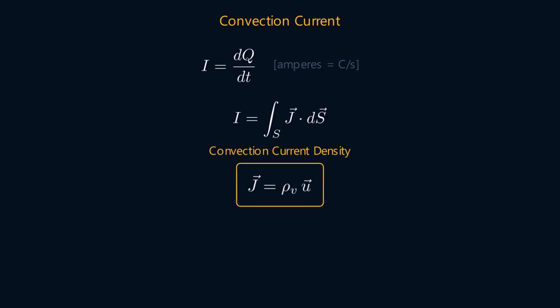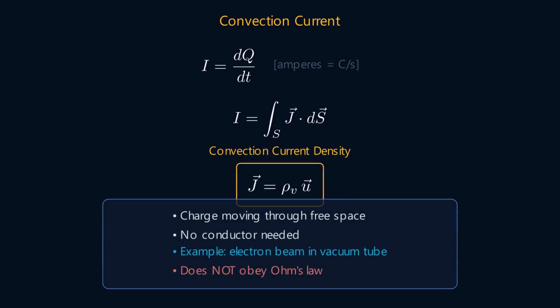Before studying how materials respond to electric fields, we need to define electric current precisely. Current I is the rate at which charge passes through a surface. I equals dq over dt, in amperes. The current density J is a vector, the current per unit area. The total current through a surface S is I equals the integral of J dot dS. There are two types of current density we consider now.